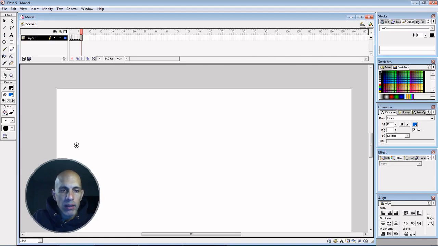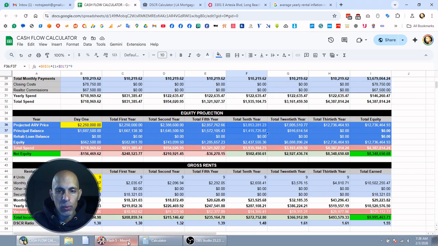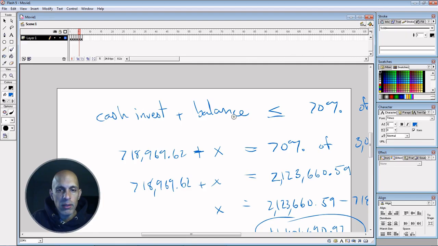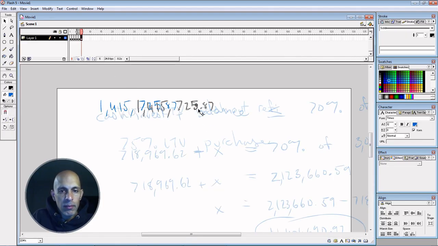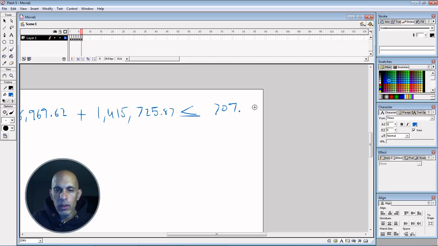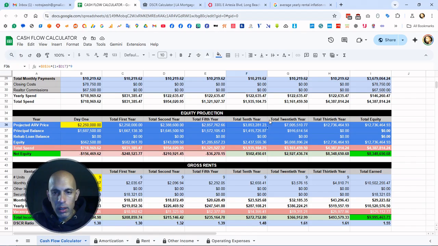So let's see here. Balance in year 10 is 1,415,725.87. And remember, this is cash invested plus balance, so this is my balance. And then my cash invested is 718,969.62. That has to be less than or equal to 70% of value, future value. So that means I'm looking at 70% of 3853.